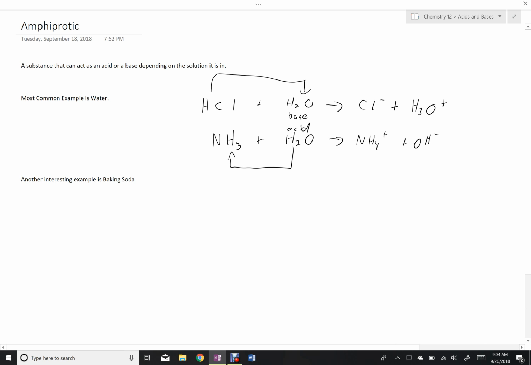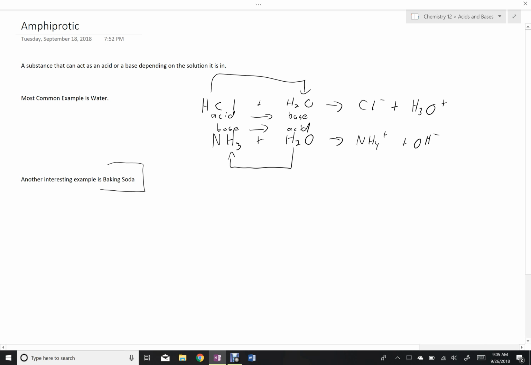So we can see that it can behave as an acid or a base, and it depends on the solution that it's in. If it's with an acid, it acts as a base, and if it's with a base, it acts as an acid. That's kind of interesting, but it's kind of the obvious example. So let's look at something else that can act as an acid or a base depending on its situation. It's a little more interesting.